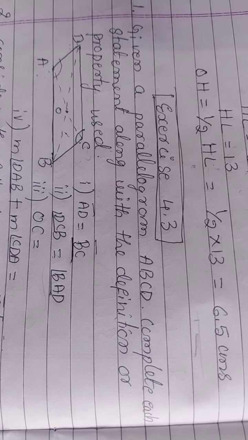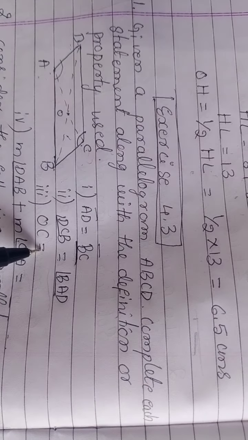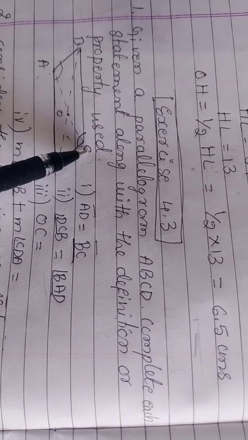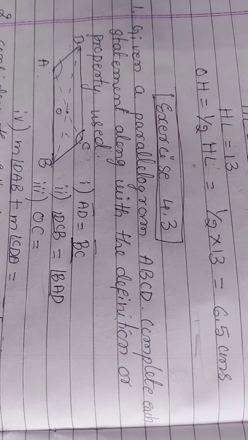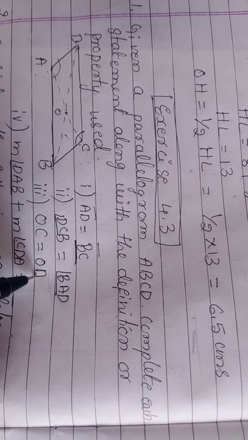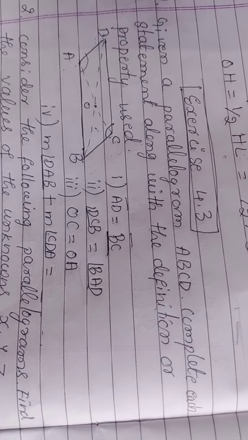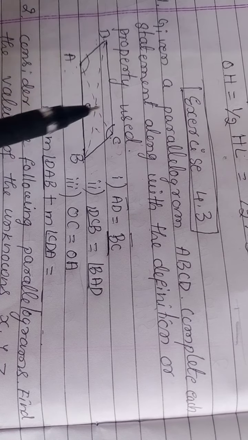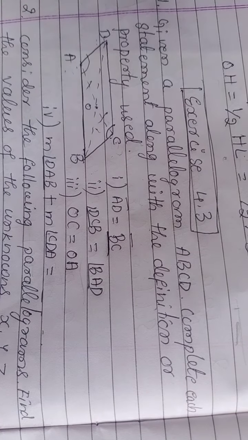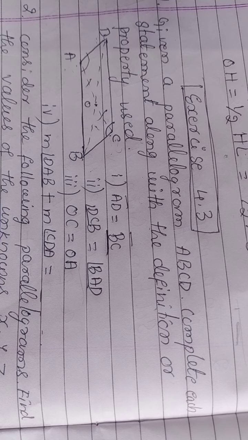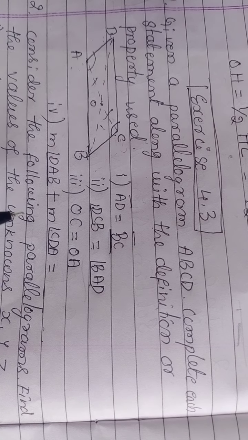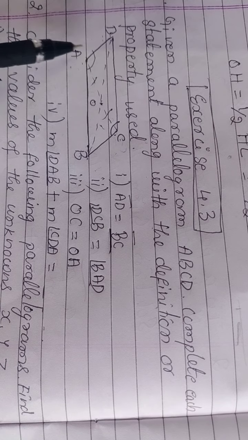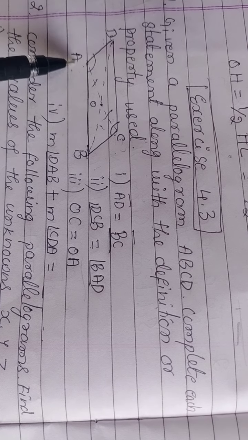Now next, OC equals, they have given. So OC will be equal to what? OA. Why is it so? Because diagonals bisect each other. This will be equal to this. For that reason. Okay.